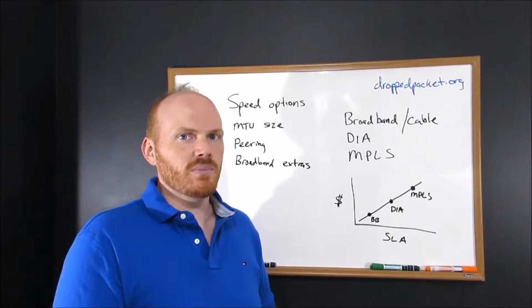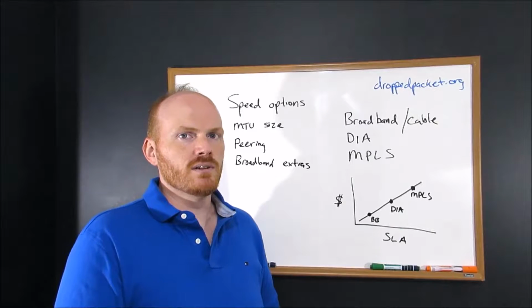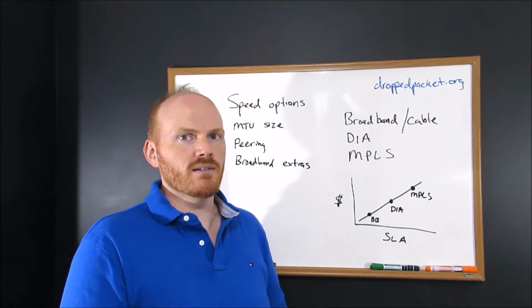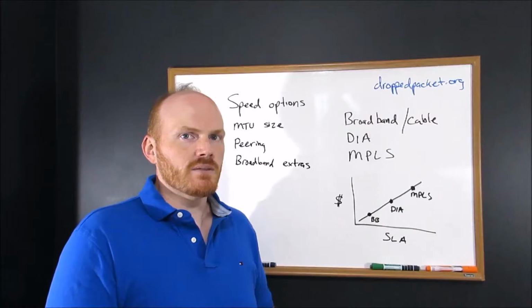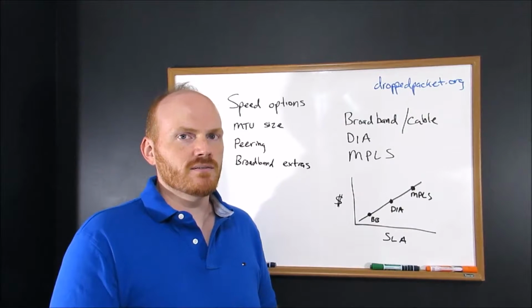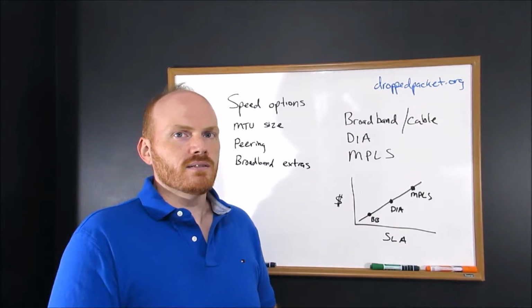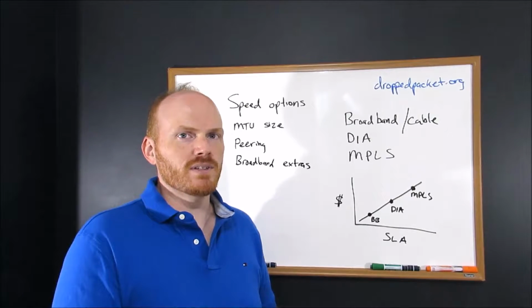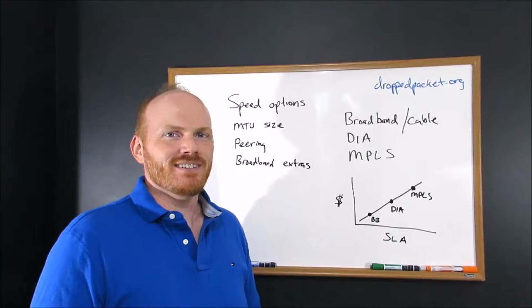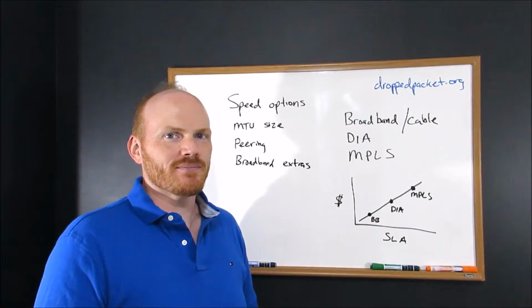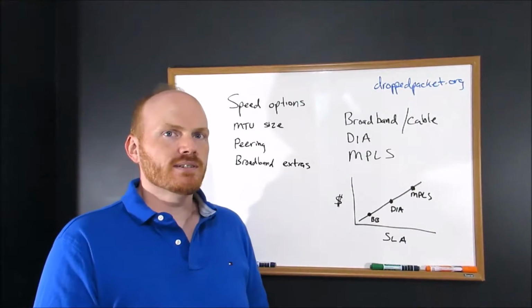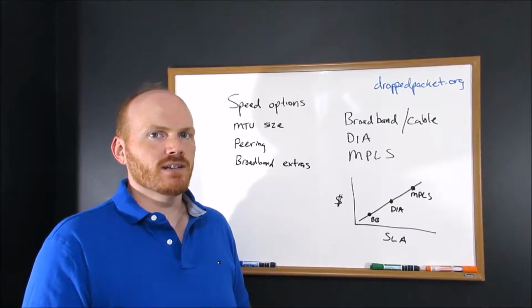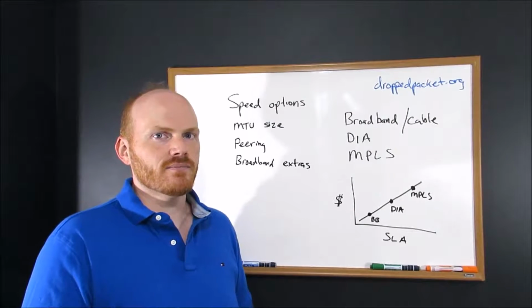DIA is the next step up. You're going to pay a little bit more, but you typically get good repair SLAs with that. Sometimes you get performance SLAs, but not typically. The most expensive of these options is MPLS, which includes both performance and repair SLAs. Today we're going to cover 4 topics: speed options, MTU size, peering, and broadband extras.